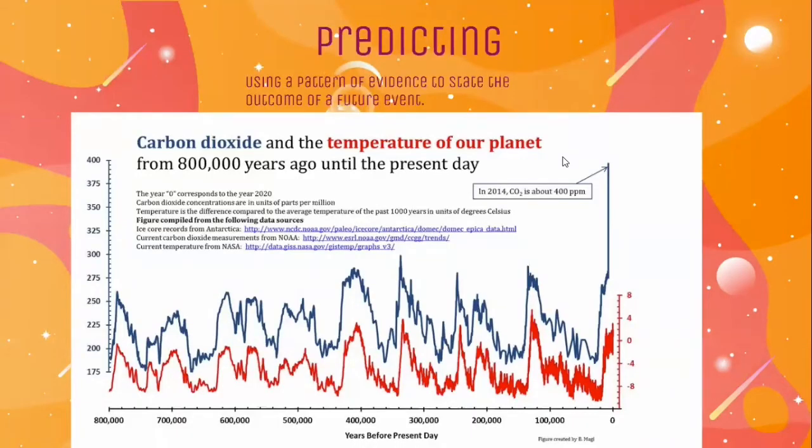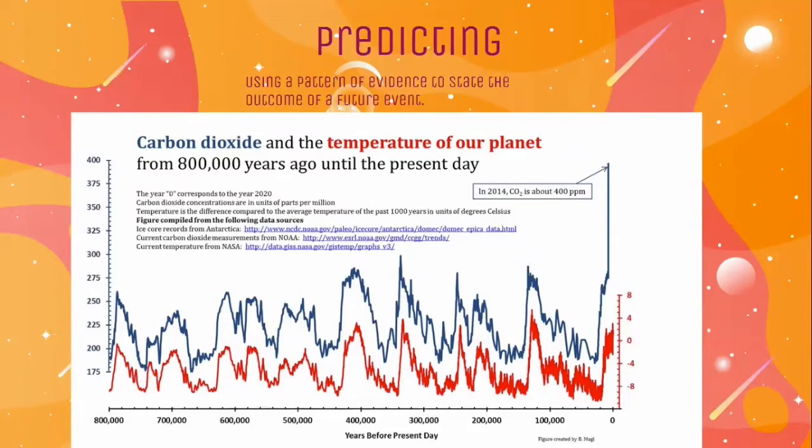Okay, so predicting is the next basic process skill. And so using a pattern or evidence to state an outcome of the future. Now, a prediction doesn't have to be true. It's just seen as something that you think is probable based upon historical information.